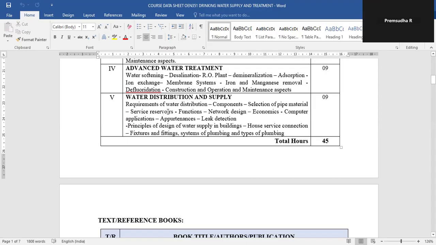Then once the water is treated, we need to store that water in a reservoir. So what are the reservoirs? What is their function? Then computer applications. Then if any leakage occurs, how will you detect that leakage? What are all the methods? Then principles of design of water supply in buildings, house service connection, fixtures and fittings, system of plumbing and types of plumbing. We'll see in this fifth unit.